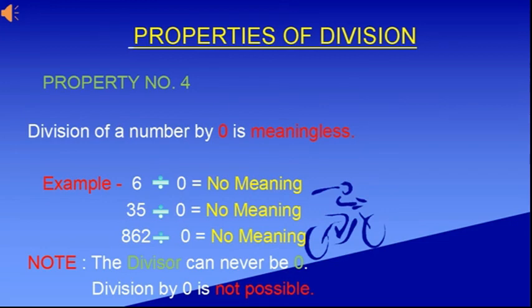Property number 4. Division of a number by 0 is meaningless. Example: 6 divided by 0 has no meaning. 35 divided by 0 has no meaning. Children, please note here, the divisor can never be 0. Division by 0 is not possible.